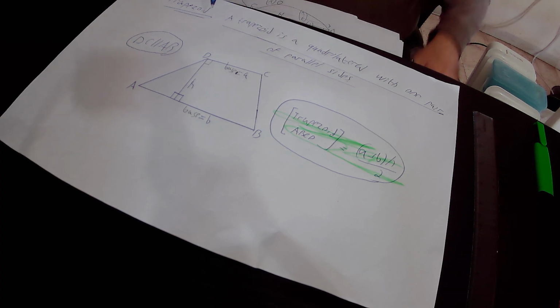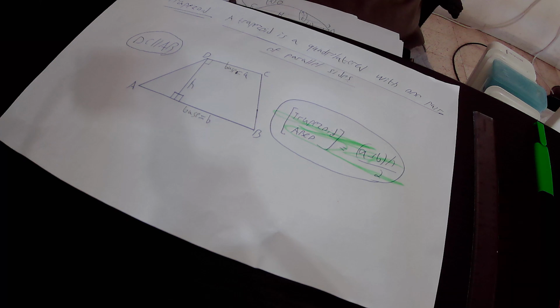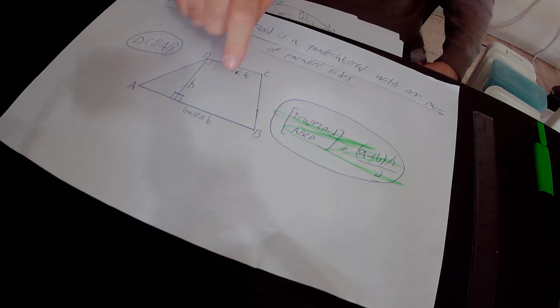What is the area of this trapezoid ABCD? The two parallel sides, DC and AB, are defined as the bases of this trapezoid. We define the base DC as A, and the base AB as B. The area of this trapezoid ABCD equals the sum of its two bases, A plus B, times the height h, over 2. Again, the area equals A plus B, times h, over 2.